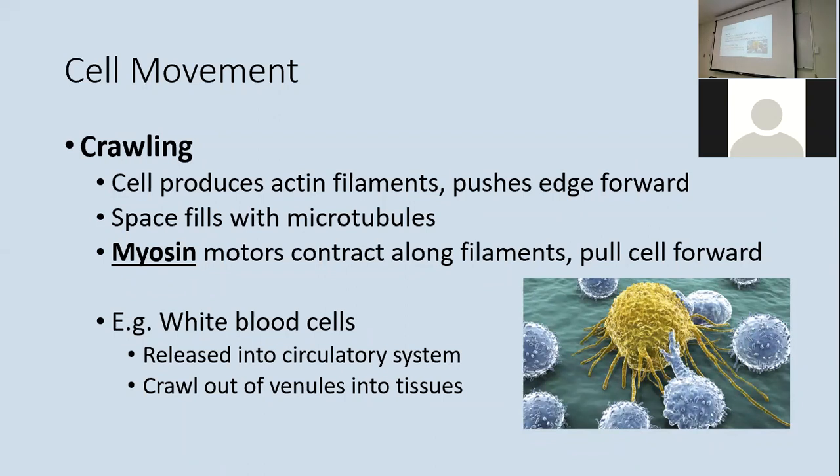We see this in things like white blood cells. White blood cells are released into your bloodstream, into your circulatory system. They crawl out of your venules, the tiniest ends of your veins. Then they've got to find whatever foreign body or cell or pathogen they're after. They crawl in this way and eventually get to whatever icky thing is in your body that they need to get rid of.